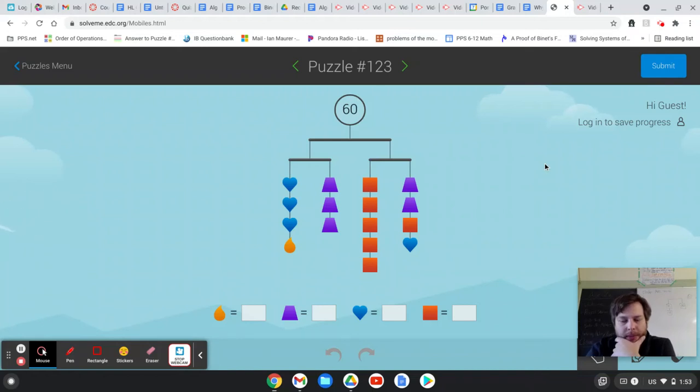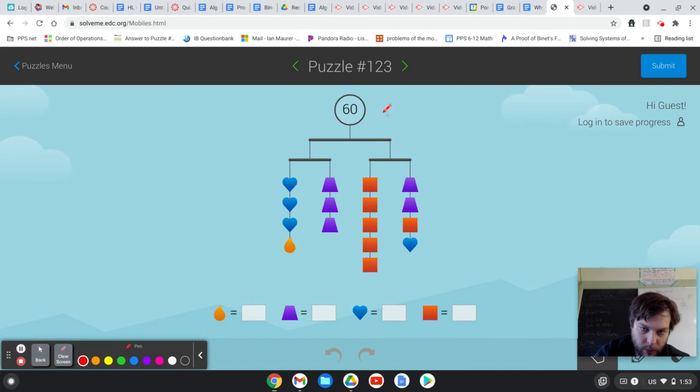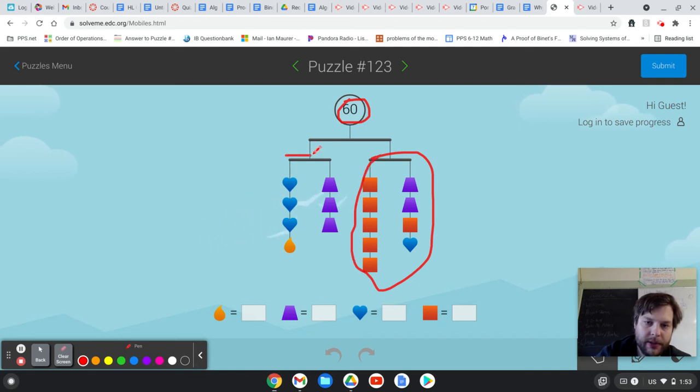So I'm here doing some of the master level of the SolveMe mobile puzzles, and I just want to go through the process that I can do here. So I know that the total weight is 60, which means that each of these pieces would need to be worth 30. So I'm going to start with that. I don't see really any other clues that I can use.